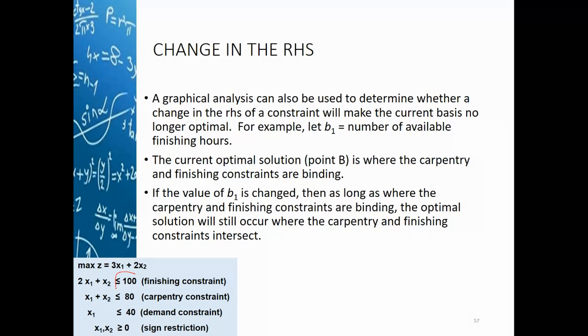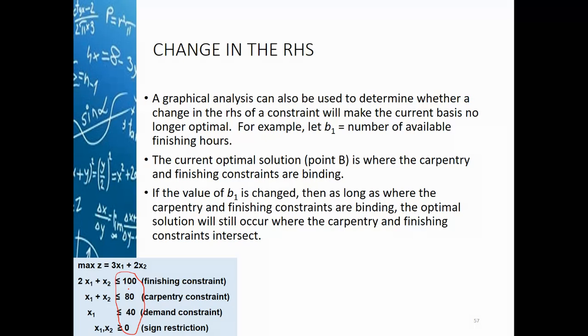This is all the right hand side values over there, just in case you get confused with the details. If you notice, if your value is changed, then as long as the carpentry and finishing constraints are binding, your optimal solution will still occur, because it is an intersection of binding lines, and at the same time your feasible region is at the bottom of them. So you will still have an optimal solution no matter how you change it.